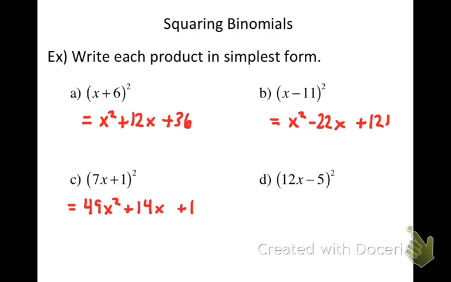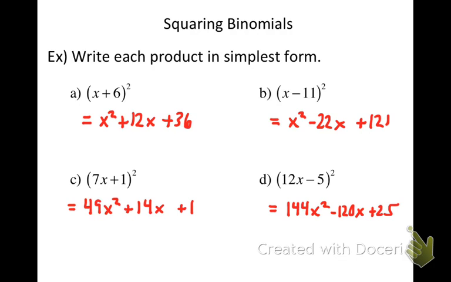And finally, (12x - 5) squared. Well, square the 12x, you get 144x squared. Square the negative 5, you get a plus 25. 12x times negative 5 is negative 60x. And if you double that, you get negative 120x. That's how you square binomials.